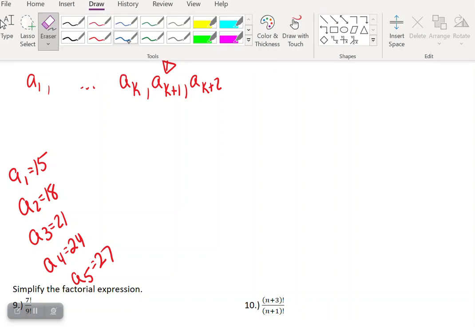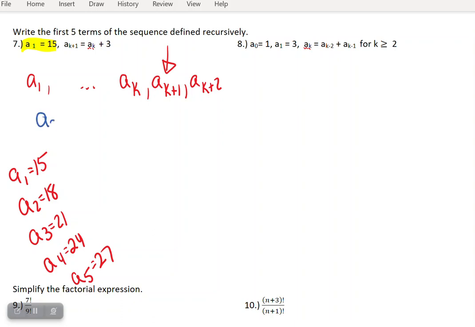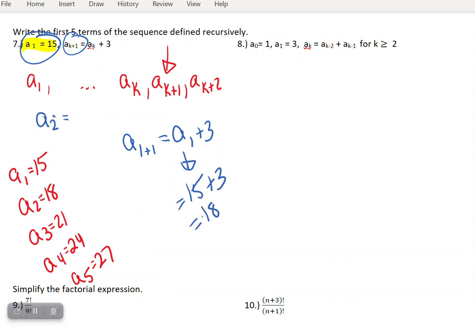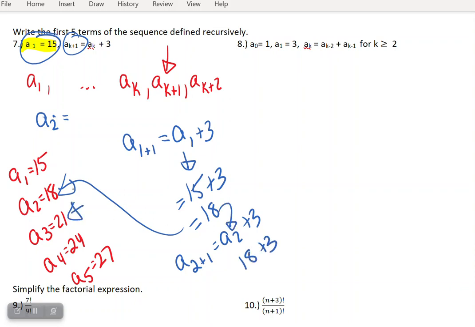Now, that's how we can draw that conclusion if we want to actually see it with numbers. If I'm looking for the second term, so if I'm looking at a sub 2, and I plug 1 in for k right here, a sub 1 plus 1 equals a sub 1 plus 3. Well, a sub 1 is given as 15. I add 3, that gives me 18. If I did this for the next one, I take 2 for k, that gives me a sub 2 plus 3. A sub 2 is 18 plus 3, that gives us 21.